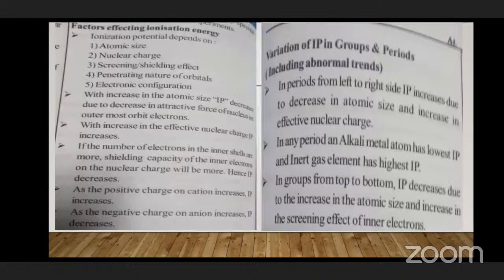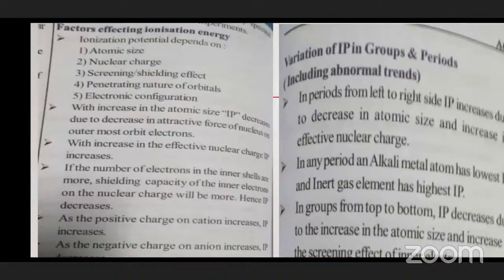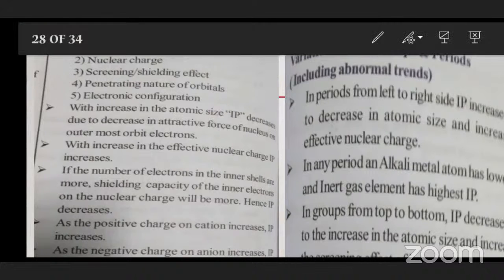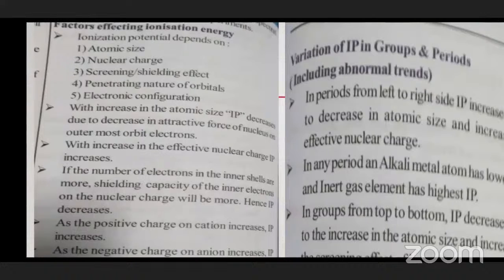Okay, next, factors affecting ionization energy. Students, this property is clearly affected by some factors. What are those factors? Ionization potential depends upon atomic size. Children, we already discussed atomic size yesterday. Let me explain how atomic size affects the ionization potential clearly.